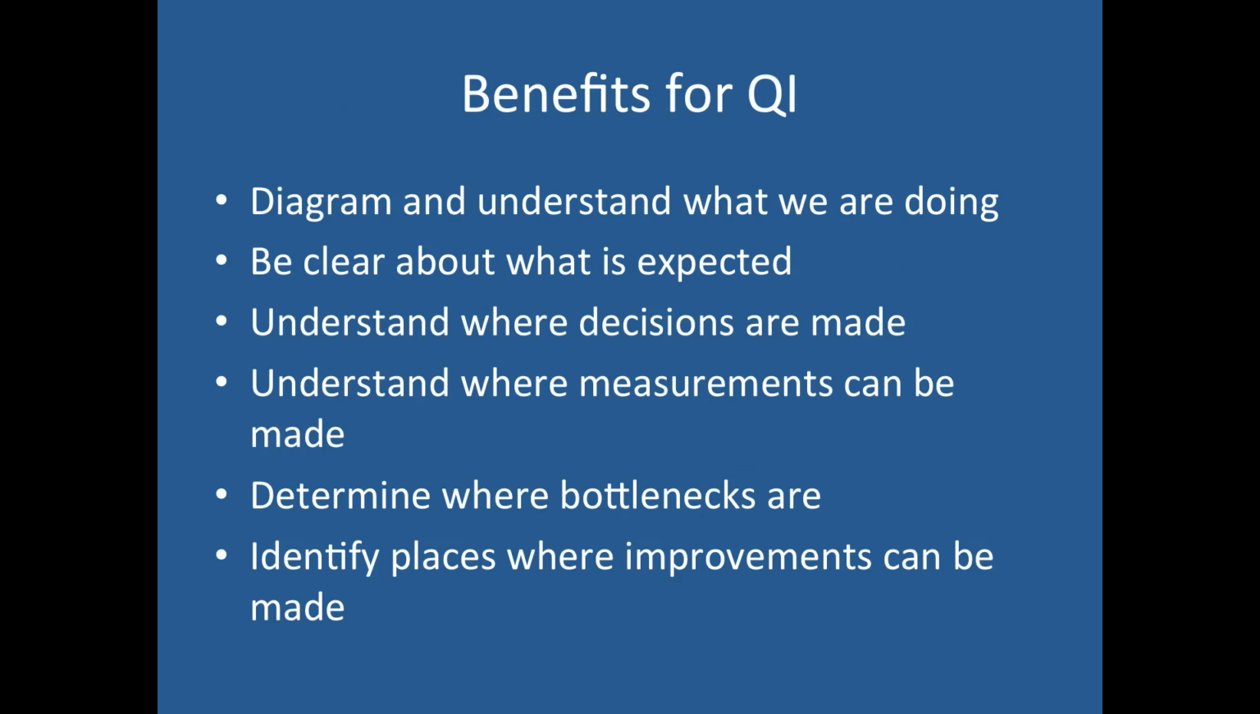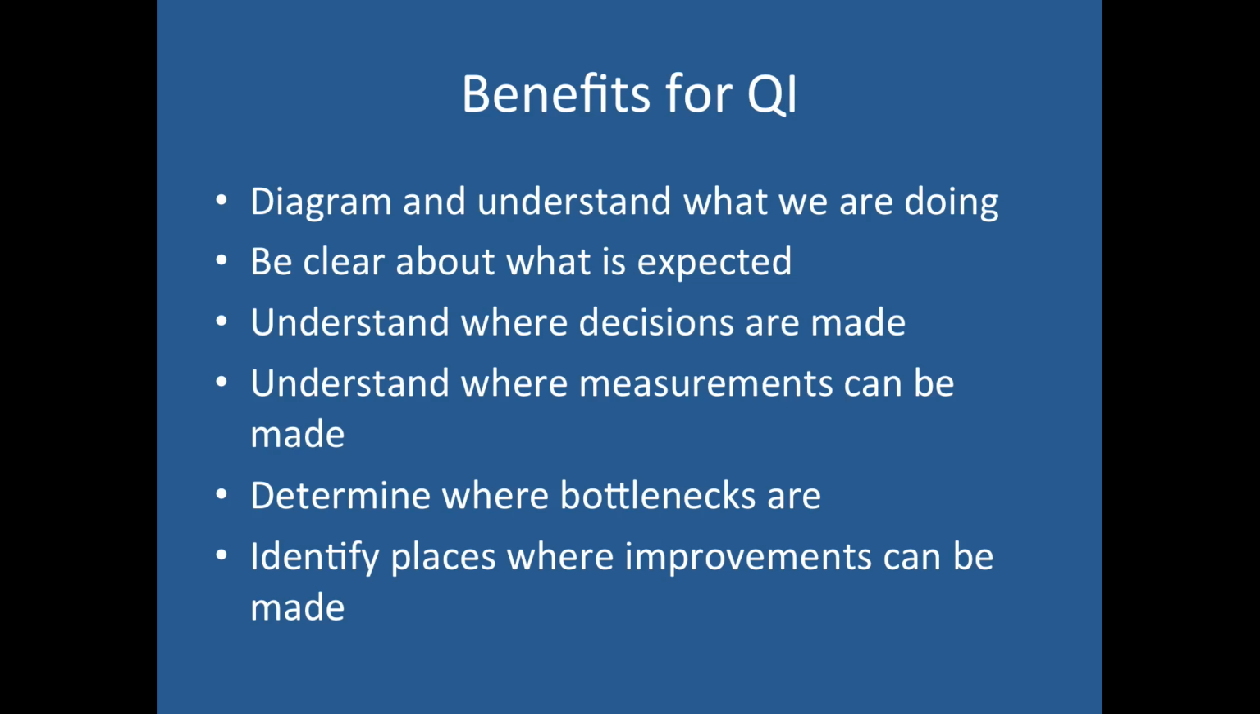For our purposes, process mapping enables us to diagram and understand what we're doing. It helps us to be clear about what's expected, helps us understand where decisions are to be made, helps us to understand where measurements can be made, to determine where the bottlenecks are, and to identify where improvements can be made. So what does a process map look like?